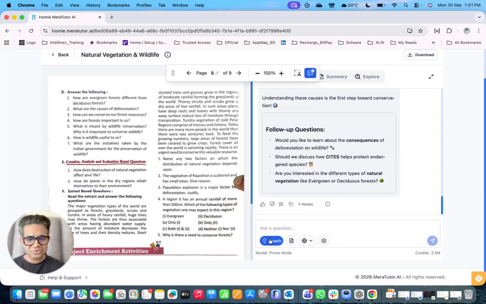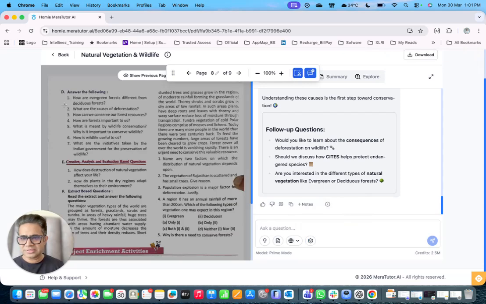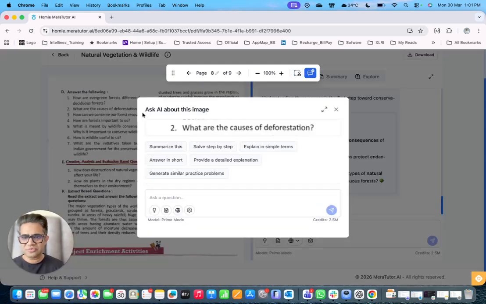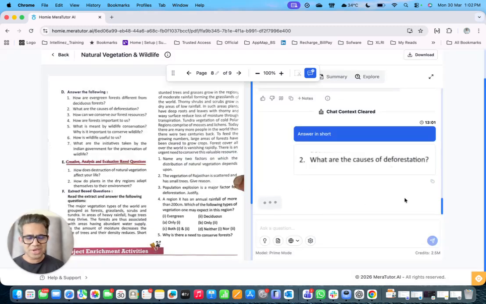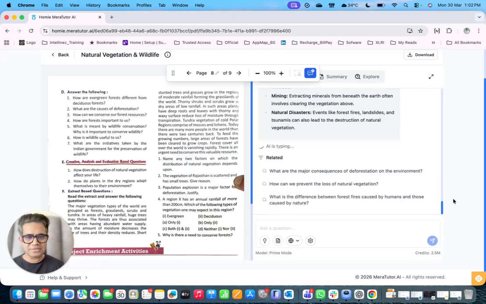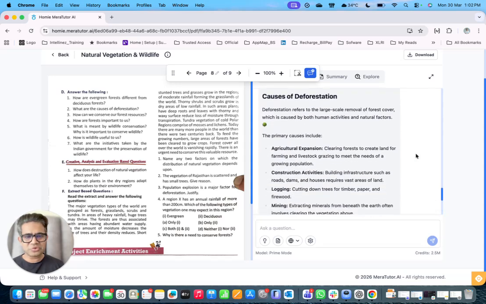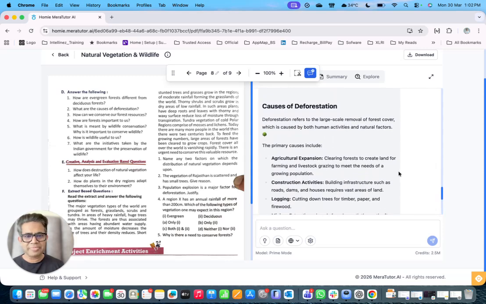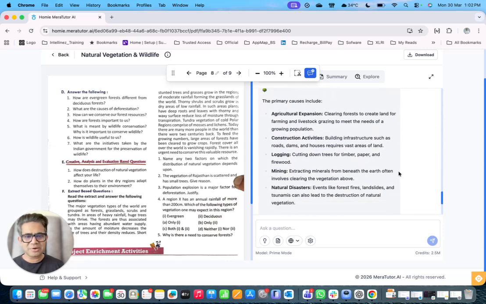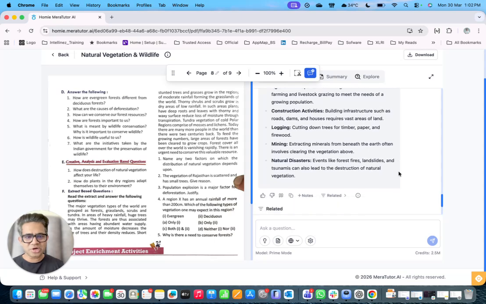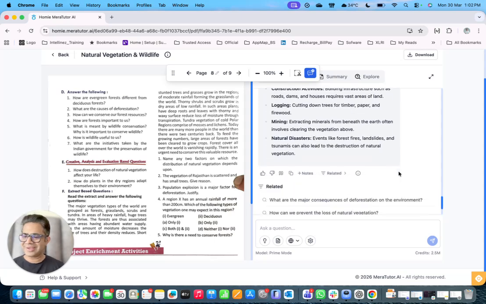If I don't use the coach mode, I'm going to just show you the difference. If I ask the same question, what are the causes of deforestation? And I'm going to say answer in short, and I'm going to send it to the chatbot. So now you can expect that there is not going to be any question, but a direct answer, like how you see. So causes of deforestation are agricultural expansion, construction activities, logging, mining, and so on, right?